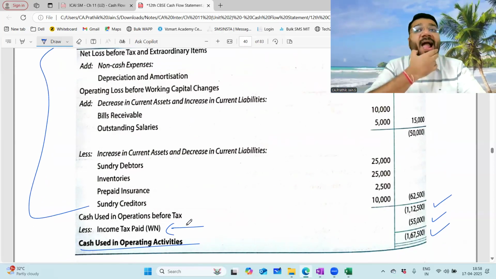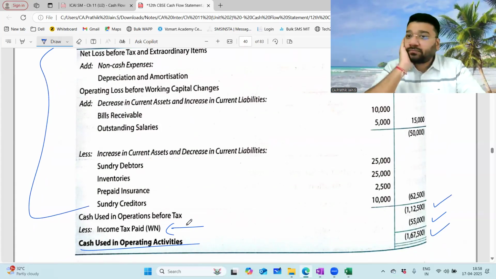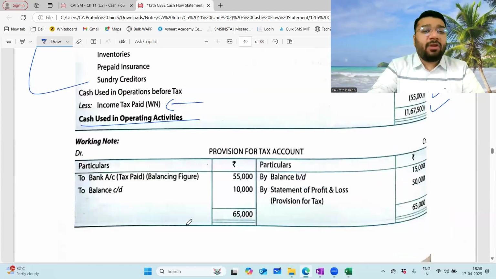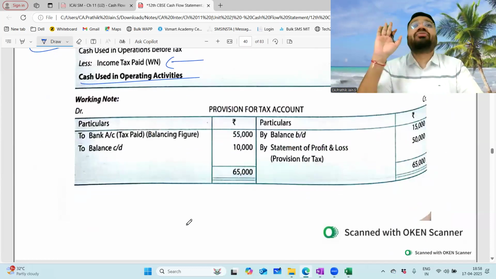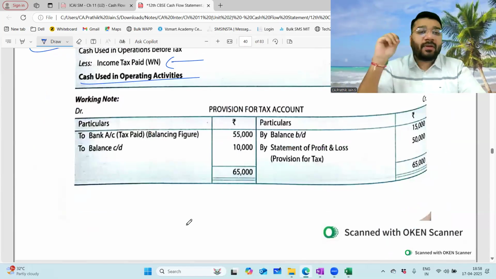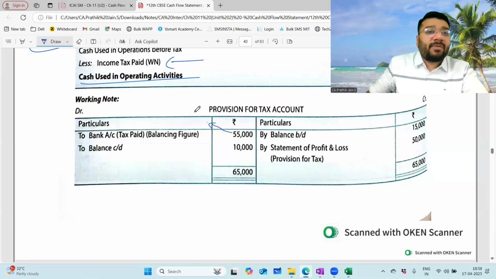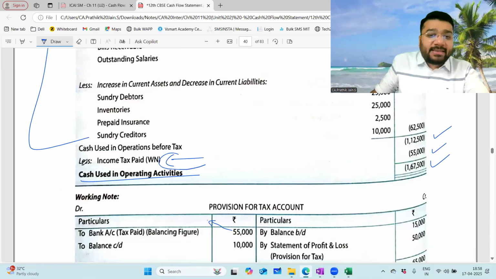Income tax paid 15,000 makes sense. See, I'll tell you how this is possible. I'll give you the logic. Listen. In this, the 55,000 tax we have paid makes sense.